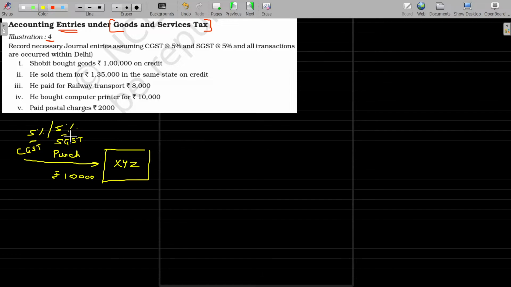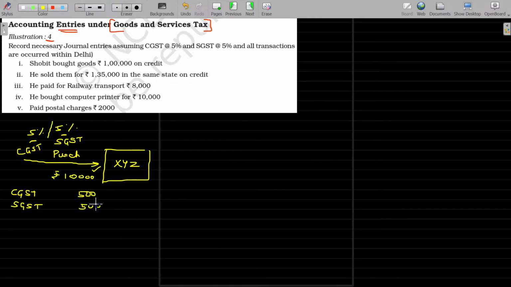Anyhow, in a broader way, we won't mind about that. In a broader way, we will be confining ourselves to two taxes: CGST and SGST, the state government share and the central government share. See, if you are purchasing a commodity for rupees 10,000, automatically you have to pay 5% for the state government, another 5% for the central government. CGST 5% may be 500 and SGST 500 rupees.